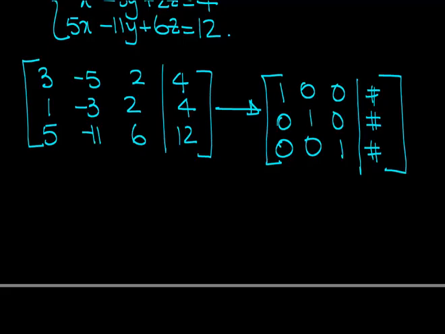Now you can be a little bit creative with this. Do you guys follow? You don't always have to do this the hard way by dividing by 3 or multiplying by 1/3 to make that a 1, because you see there's a 1 right here. There was a row operation that tells me that I can swap these two rows. So that's what I'm going to start with. I'm going to take row 1 and swap that with row 2.